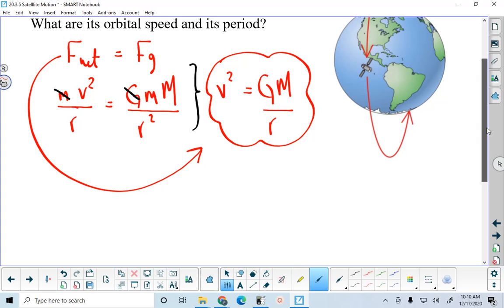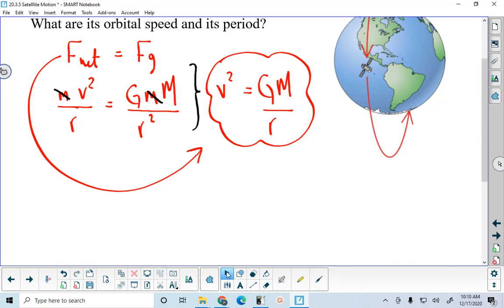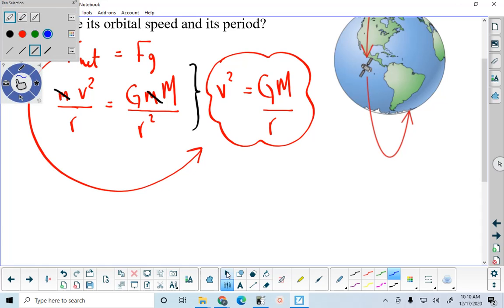I crossed out G because my brain slipped a gear. I should cross out little m. Yeah, that was an accident. So I don't even know what I need to do here for showing work, except to tell you that you need to calculate R by taking 912,000 meters and adding 6.37 times 10 to the 6 meters.